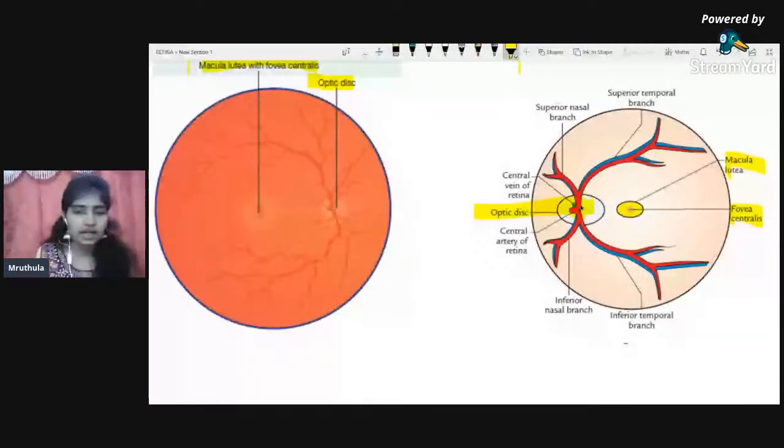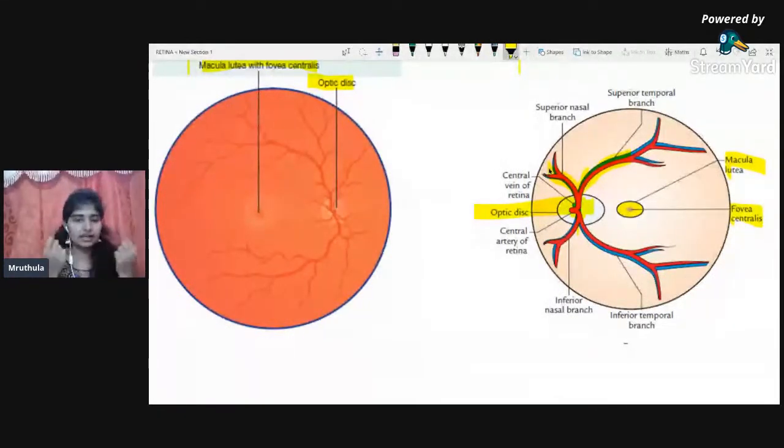As it comes in, it is distributed this way. First it divides into superior and inferior branches. Then the superior branch gives the temporal branch. We call it the superior temporal branch, and another branch called the superior nasal branch. Why is it superior nasal and superior temporal? Now I think most of you will be familiar with these terms. Temporal is this zone that I'm showing on my face. You have the temporal bone here, and the nasal aspect is medial.